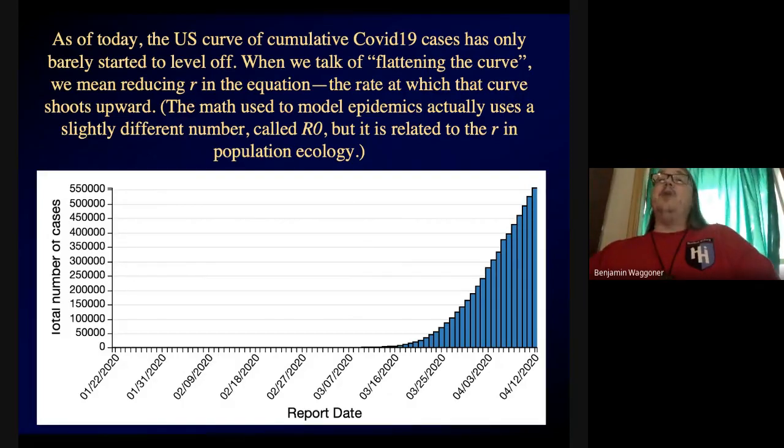And again, capital R, when we model epidemics, is not quite the same thing as lowercase r, but it's the same basic idea. Obviously, with updated data, we did manage to level the curve for a while, and then it started shooting up again. And so we're currently in kind of a second peak, and we're trying to flatten the curve a second time and get it under control.